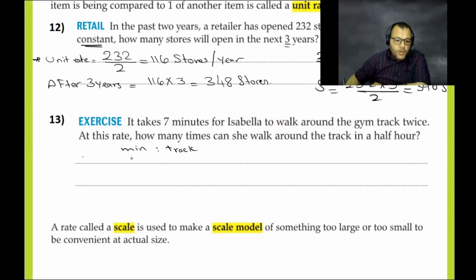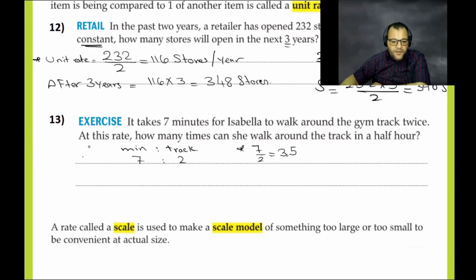So for the first one, 7 minutes, and the track twice. We need to figure out how many minutes per one track, so we divide by 2. We divide 7 by 2, which is 3.5. So you choose the first way, the first way that Rami solved it. 7 divided by 2 equals 3.5.